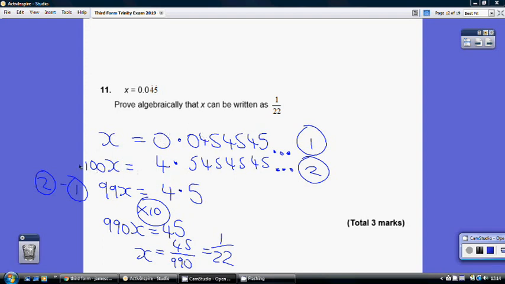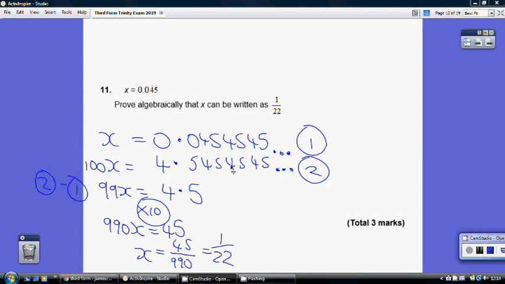Now, having done this, you will see that the recurring element is now lined up. The 4 lines up with the 4, the 5 with the 5, and so on. So what that means is if we take equation number 2, the second one, and subtract from this equation 1, we're actually going to remove the recurring element. So that's going to disappear. So 100x take away x is 99x.